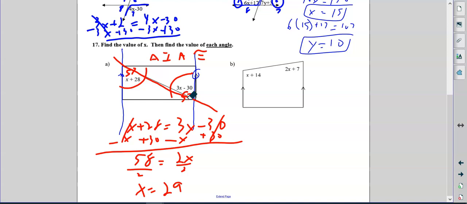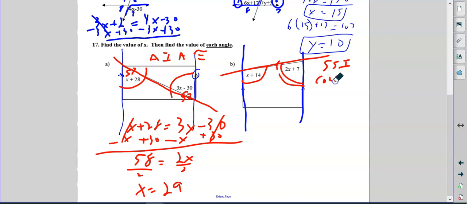Same thing here. We'll go with the same colors again. Here are my parallel lines. Okay, and let's look at this as my transversal right here. So this angle here and this angle here are on the same side of the transversal, but they're both in between the blue lines. So they are same side interior or consecutive interior, and we know those are supplementary.